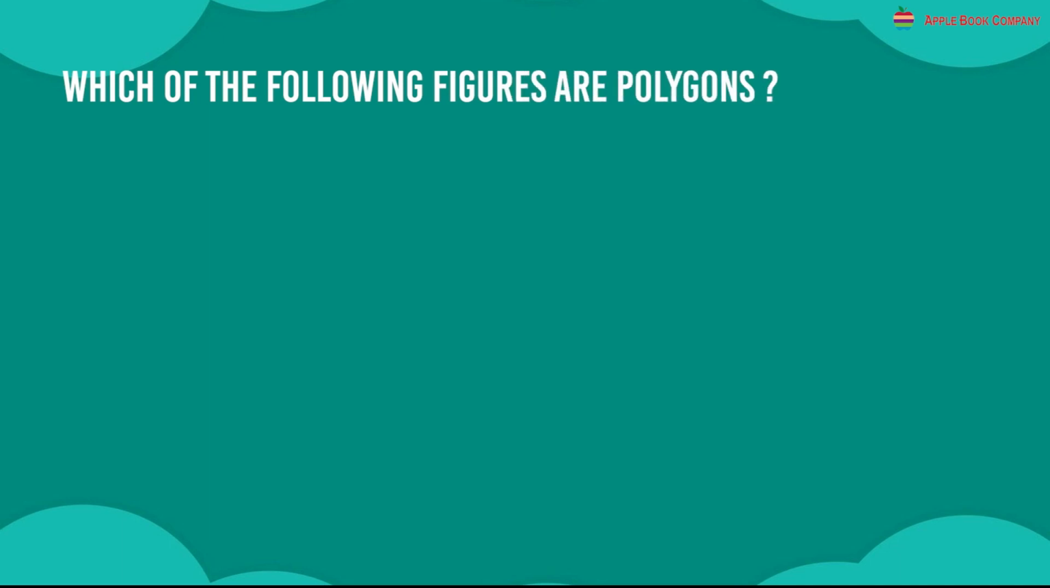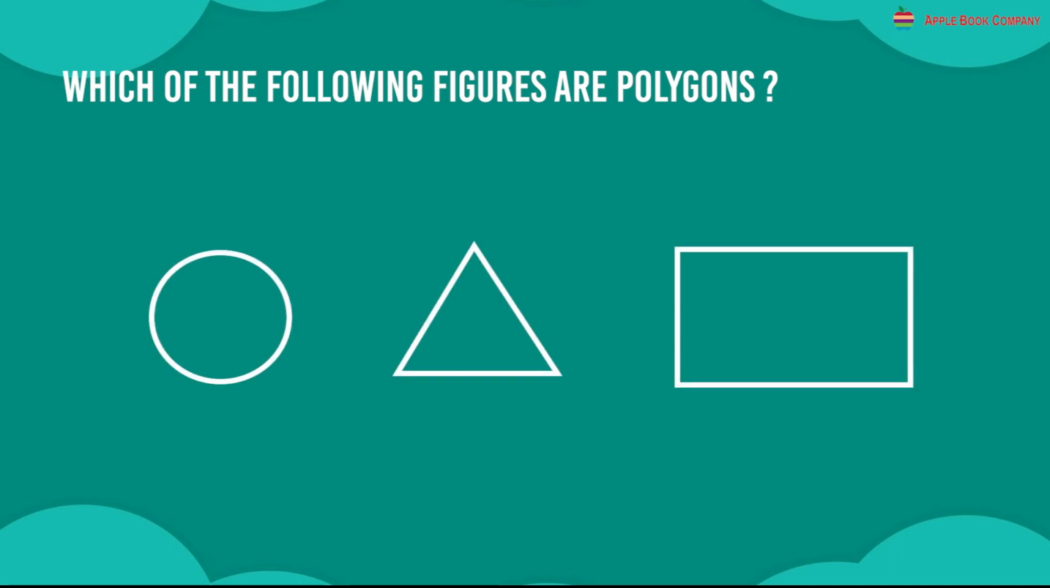Which of the following figures are polygons? We know that polygon is a figure made up of line segments. In the given figures, we see that the first one is a circle and does not have any lines. So it's not a polygon. The next one is a triangle and it has lines. Hence it's a polygon. And the other shape is a rectangle and it also has lines. It is also a polygon.